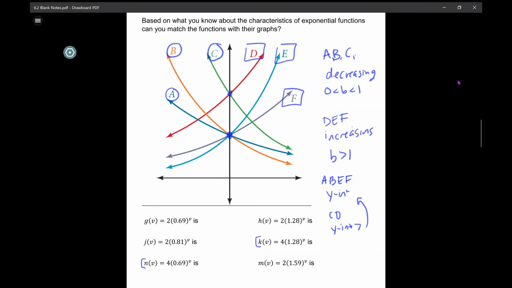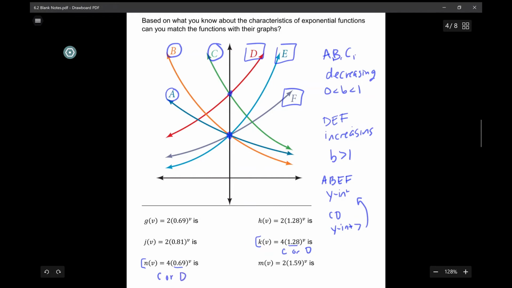Now I'm going to look at my B value. And if it's decreasing, I know that the B value has to be between 0 and 1. So I know this one has to be, well, first off, I know this has to be C or D, right? Because of the y-intercept value, C or D. I'm going to write a little bit more neatly. C or D.